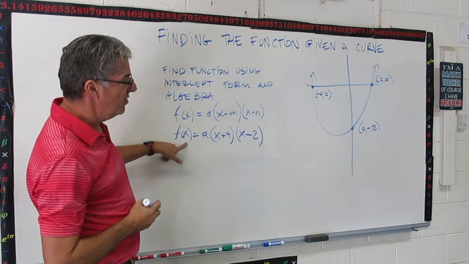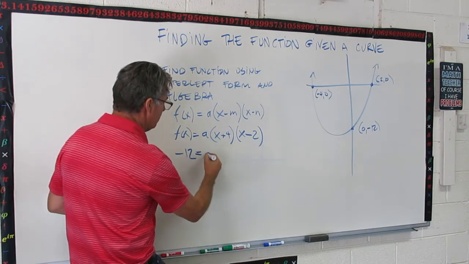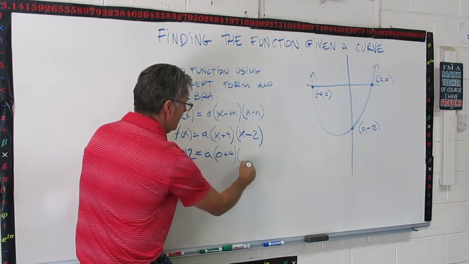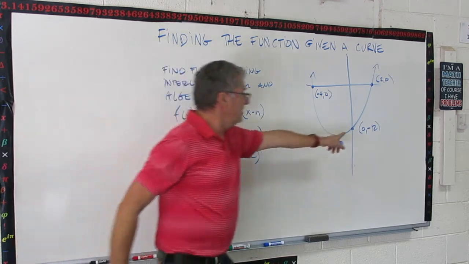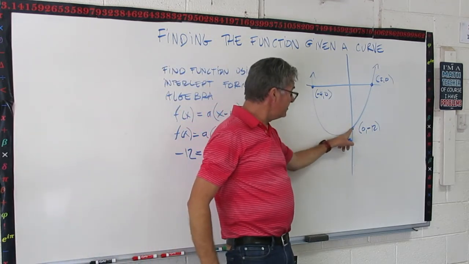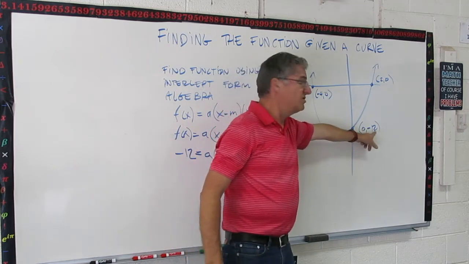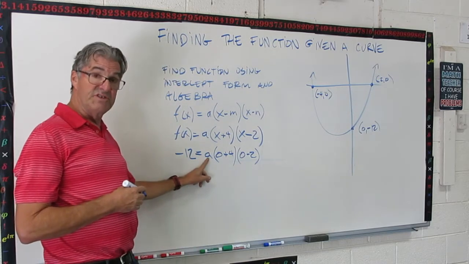So at the point 0, negative 12, f of x is minus 12. That's going to equal a times 0 plus 4 for the x plus 4, and 0 minus 2 for the x minus 2. So what we're doing is plugging in the point 0, negative 12. The x value is 0, and the equation resolves to minus 12. In this way, we can find our one remaining unknown, which is the a term.